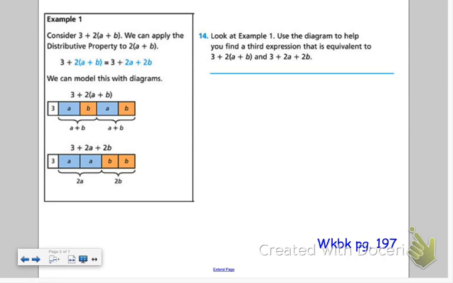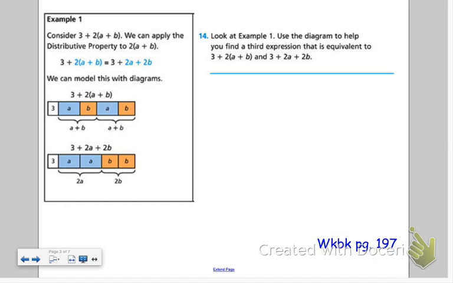Okay, continuing on workbook page 197, look at example 1. Use the diagram to help you find a third expression that is equivalent to 3 plus 2 times the sum of A and B, and 3 plus 2A plus 2B. So this was the example 1. Let's see.